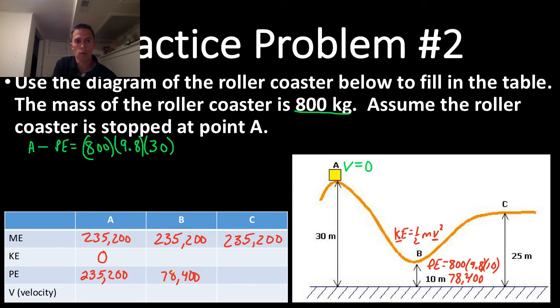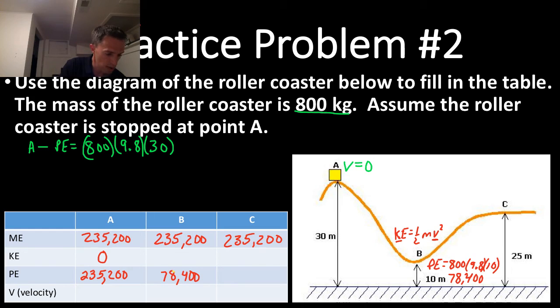Because we know mechanical energy is equal to potential energy plus kinetic, let's just plug it in here. Mechanical energy was 235,200, and that's equal to its potential, which was 78,400, plus its kinetic energy. And so we can solve for kinetic energy using this equation. We simply subtract 78,400 from each side.